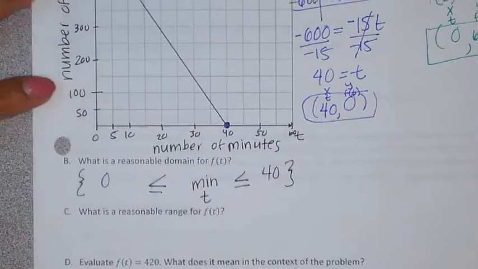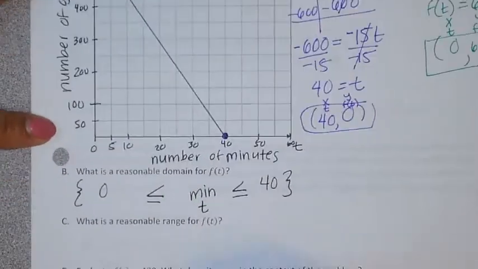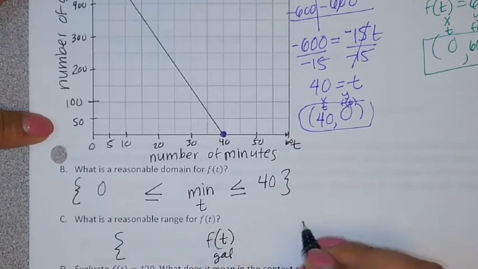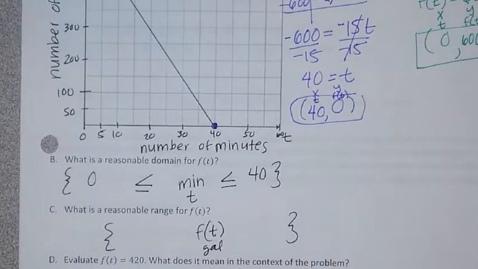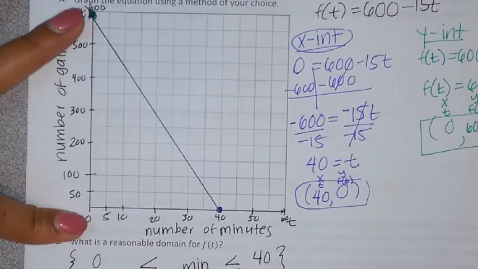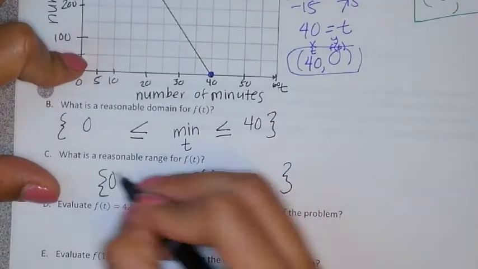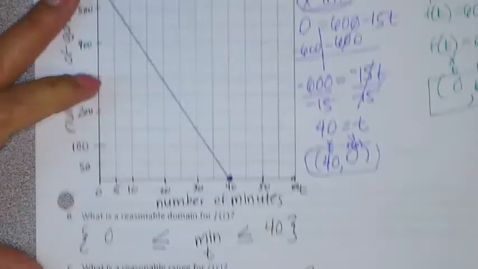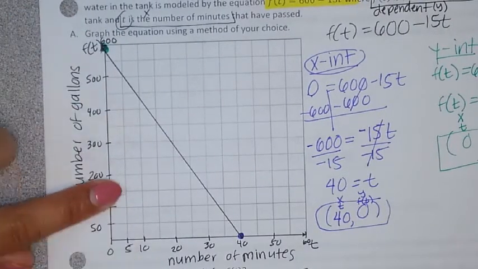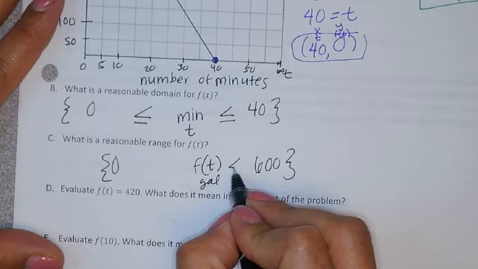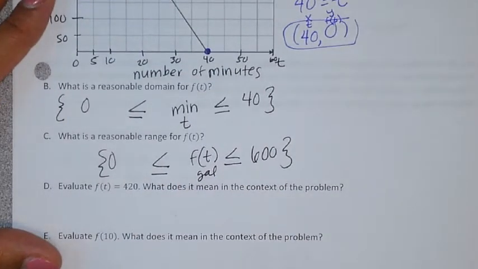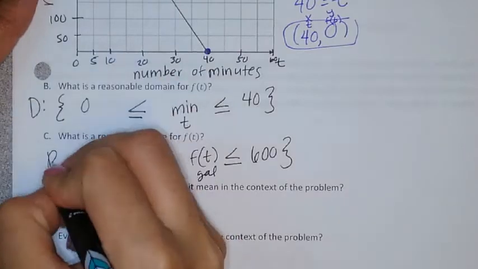My range is the gallons. So in this case, f of t, which is the gallons. And then in here, I go from 0 gallons to 600 gallons. So from 0 to 600, less than or equal to 600, but more than or equal to 0. And that is my range. This is domain, this is range.